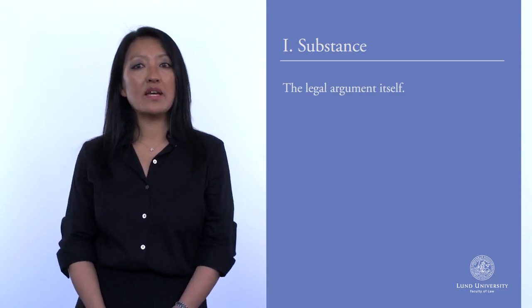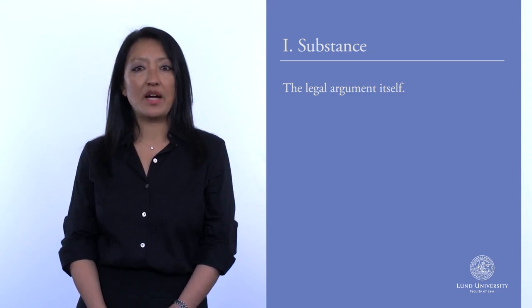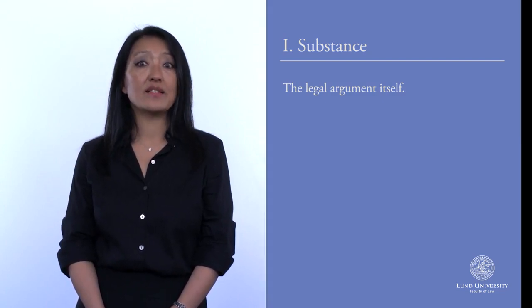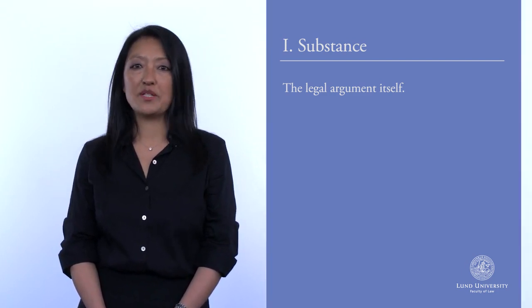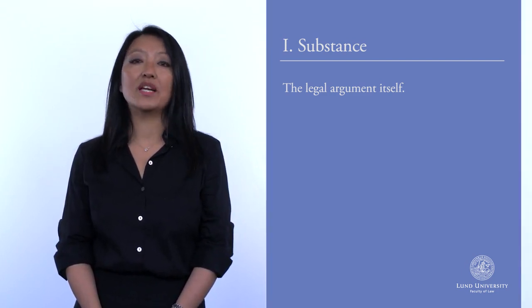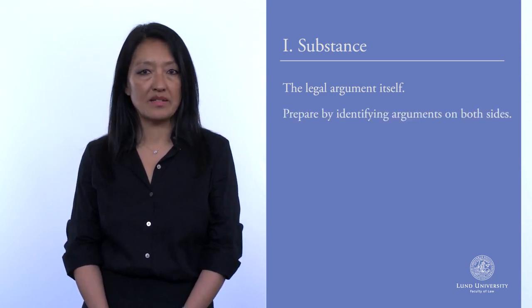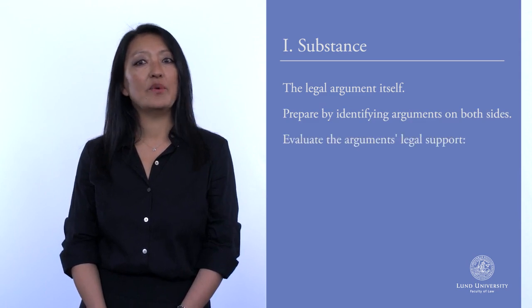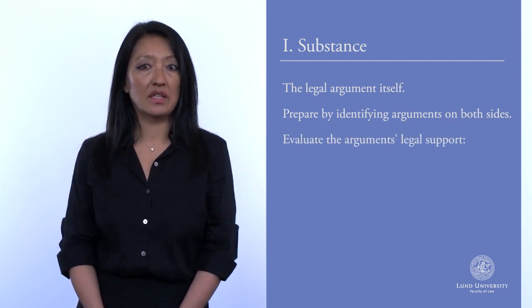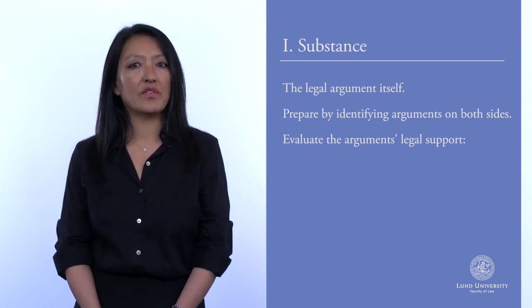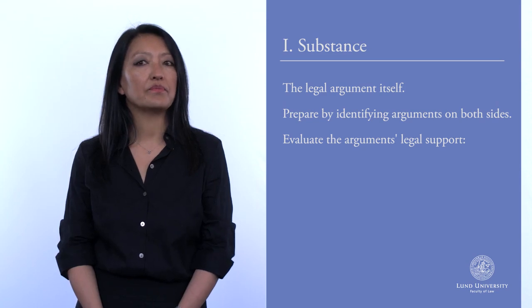When preparing to make a legal argument regarding a case, the first step is to get a firm grasp of both the facts of your client's case and the underlying law that is applicable. At this stage, the best approach is to be objective in your reading and analysis and identify all arguments available on both sides. Next, evaluate the arguments and decide which ones are most likely to succeed based on the legal support. What kind of authority is applicable, and what type of reasoning can you employ?